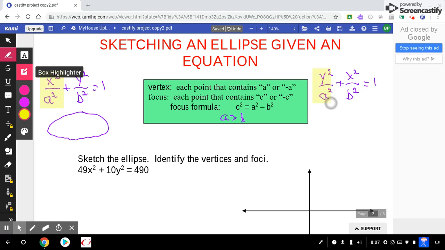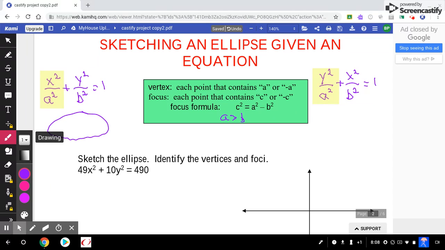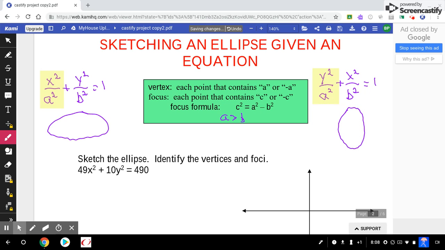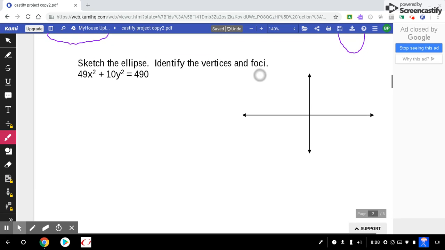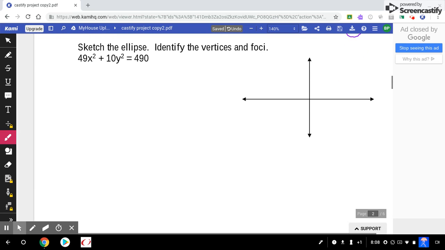So other side of the coin, if you happen to have, clear over here, the a squared underneath the y, that's just going to tell us that we're talking about an ellipse that's traveling north and south along the y-axis. So that particular ellipse is going to look more like an upright football, so to speak. And it's going to look like that instead. So let's take a look at this equation down below. Sketch the ellipse, and we can identify the vertices and foci later.